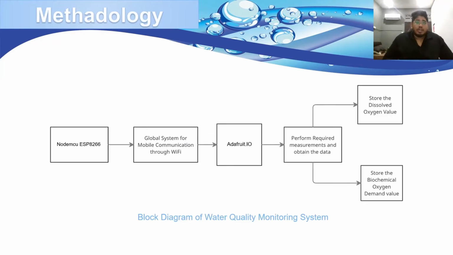And now we have the block diagram of my water quality monitoring system. Basically it starts from the Node MCU ESP8266, which goes into the global system for mobile communication through Wi-Fi, which then sends all the data collected by the sensor through Wi-Fi to Adafruit IO. Adafruit IO then compiles the data, performs the required measurements, and obtains the data completely, which then stores the dissolved oxygen value in the cloud itself and also the biochemical oxygen demand value too.